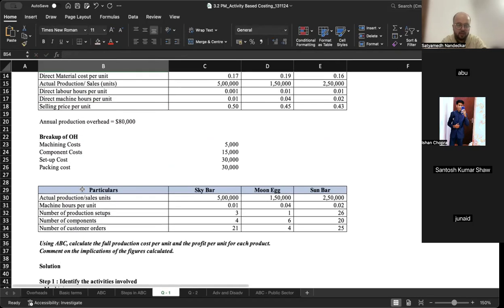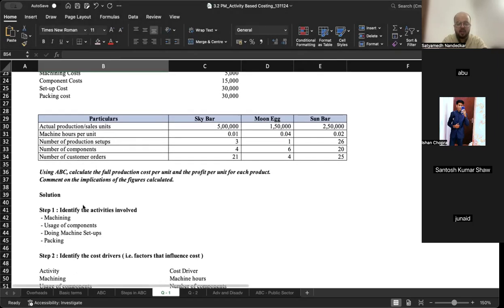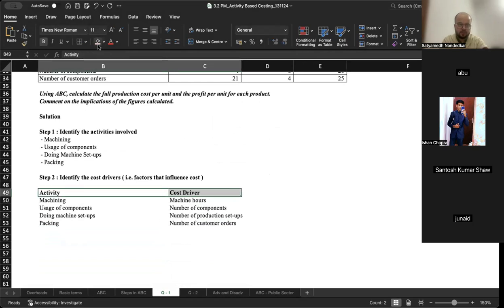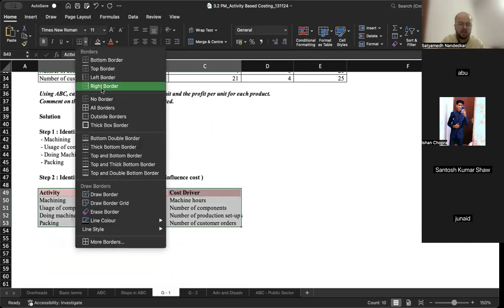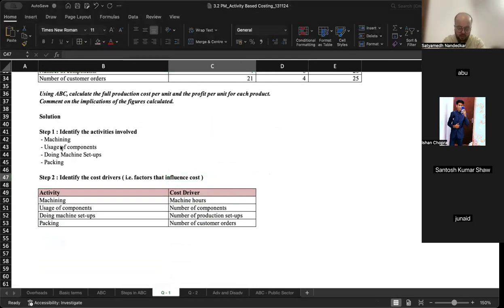And last one is packing. What is the cost influencer? The cost influencer is number of customer orders. That will decide the total packing cost that you incur. So this is number of customer orders. I could make this table to identify the cost drivers, that is the cost influencer. Basically, what is cost influenced by? Step 1, identify the activity. Step 2, identify the cost driver.